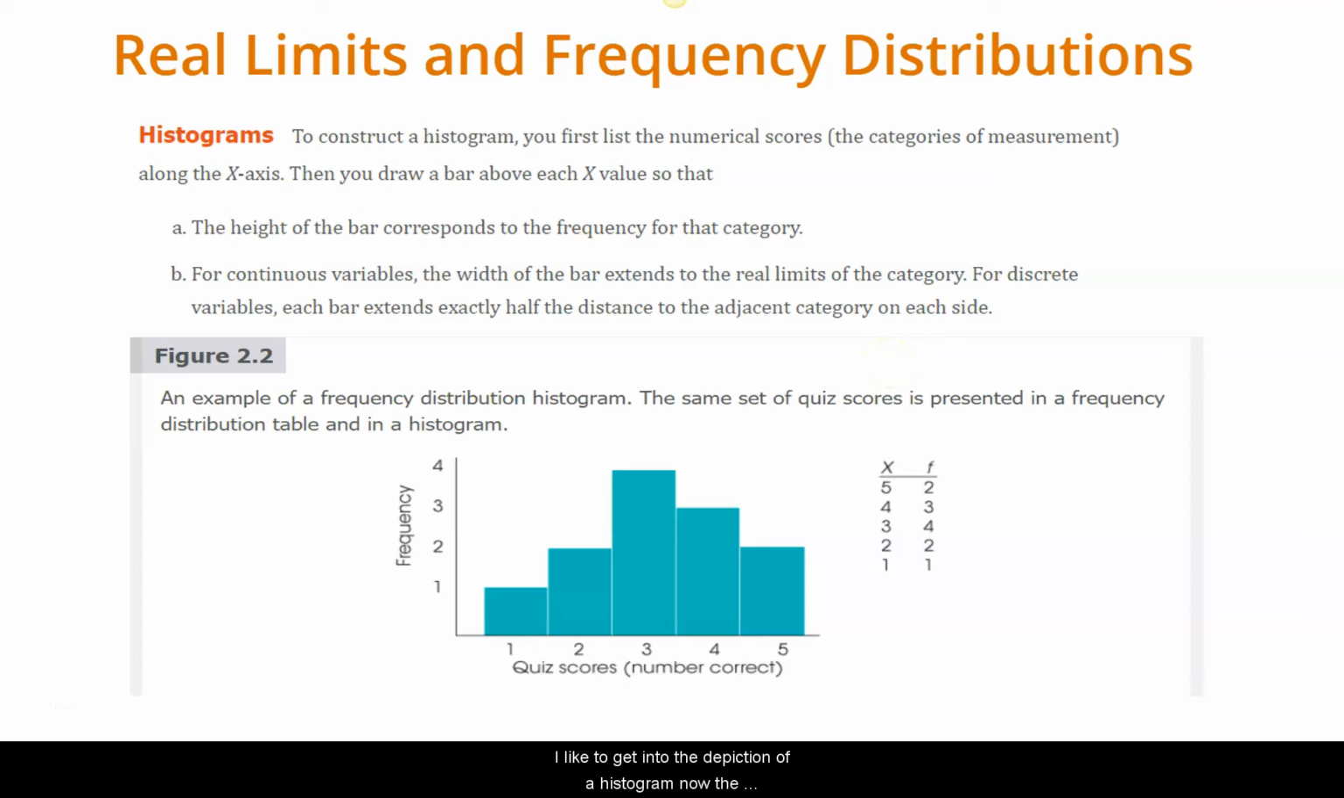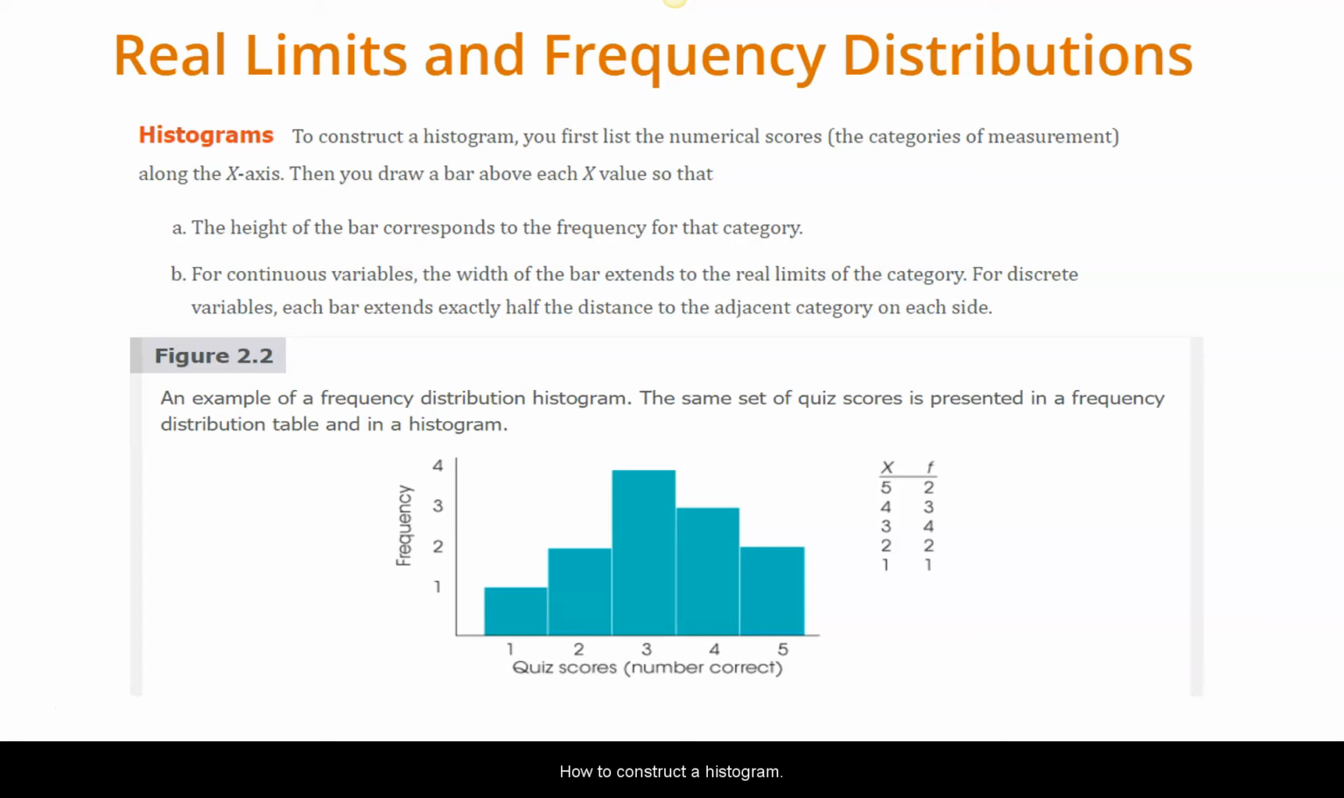Well, I'd like to get into the depiction of a histogram now. A histogram depicts continuous data. And as I may have alluded to in Chapter 1, sometimes we just sort of pretend that data is continuous. You could argue that it should be categorized as discrete, but we'll just sort of say it's continuous.